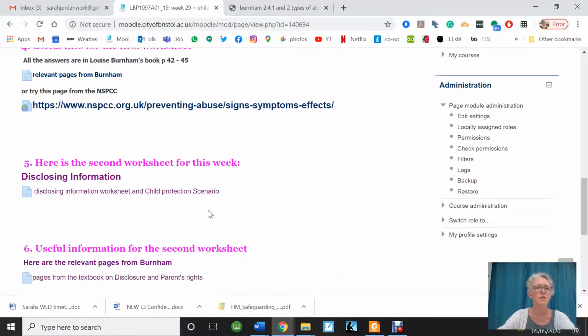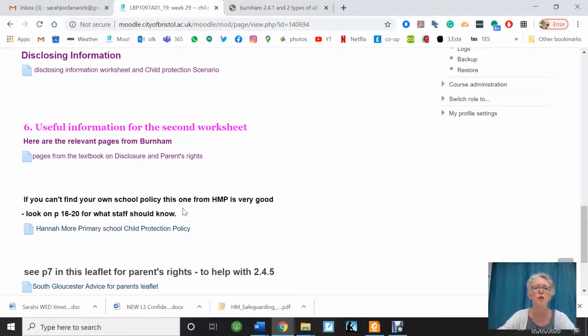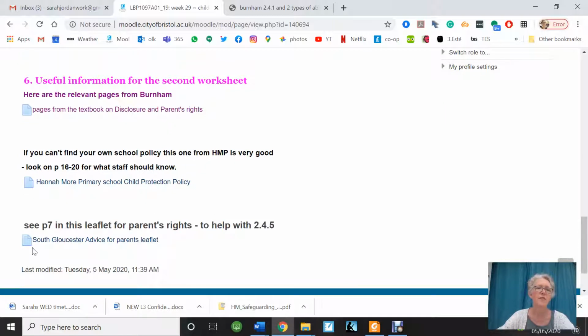Let's go back to Moodle to see where you can get this information. So here again, I've given you the relevant pages from Louise Burnham. It's got disclosure and parents' rights. You should have a look at your own school child protection policy. If you can't get hold of it, here's one from Hannah Moore Primary School, very good, particularly pages 16 to 20 on what staff should know, and the pages after that tell you what to do. This leaflet from South Gloucestershire is really good on parents' rights to help you with 2.4.5.